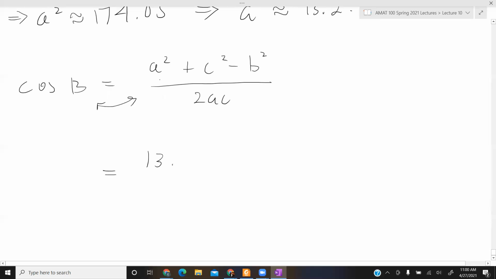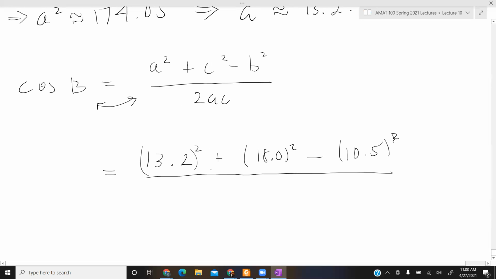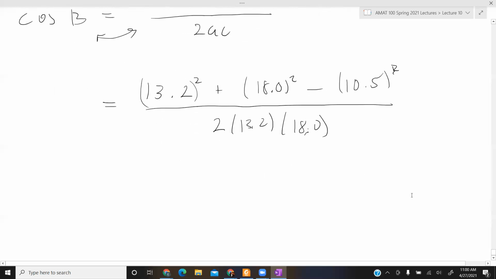So we know A, B, and C. We just solved for A, so we can plug everything in now. A is 13.2 squared, C is 18.0 squared, and B is 10.5 squared. And then we divide by 2AC, so 2 times 13.2 times 18.0. The book puts 0.0 in, which seems pretty silly. Anyways, if you do that, you'll get that cosine of B is approximately 0.0.